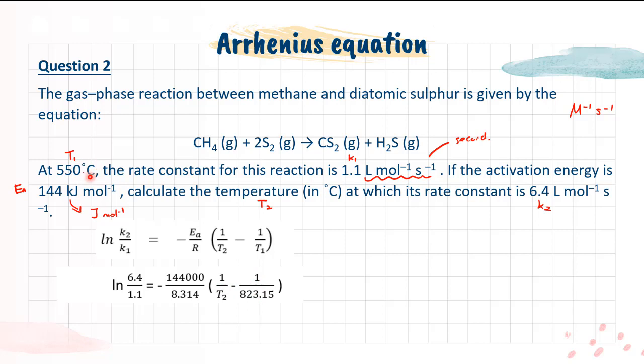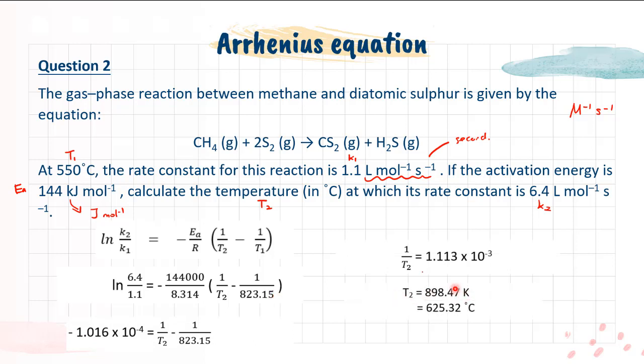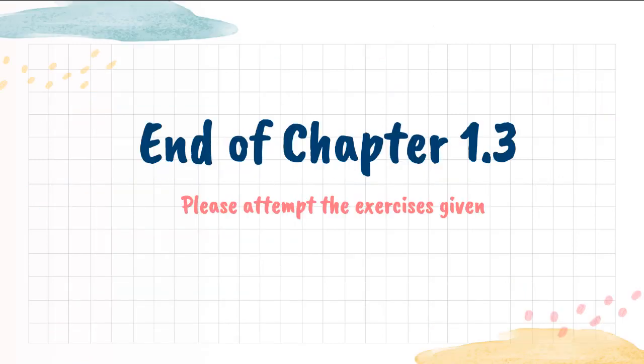T1 needs to be converted from degrees Celsius into Kelvin, so you get 823.15. Then solve your mathematical equation and you will get your temperature in Kelvin. So from this formula, you will get your T2 in Kelvin. Then you have to convert back into degrees Celsius since the question requests degrees Celsius. So use 898.47 minus 273.15 to get this value. Alright, that's the end of our chapter 1.3 and the end of our chapter 1. Please attempt the exercises given in the notes.